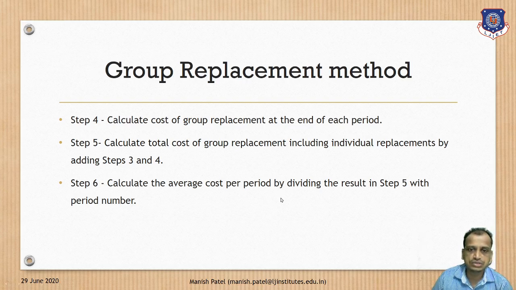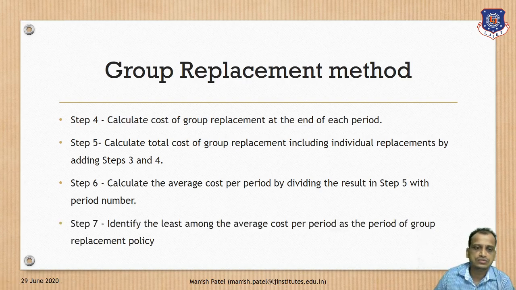Calculate the average cost by dividing the result in step 5 by the period number. Whatever the period number is, you will divide the cost by it and then you will get the answer. You will compare easily whether individual replacement or group replacement is beneficial. And last, whatever is the least average cost, you will go with that policy, say individual replacement policy or group replacement policy.